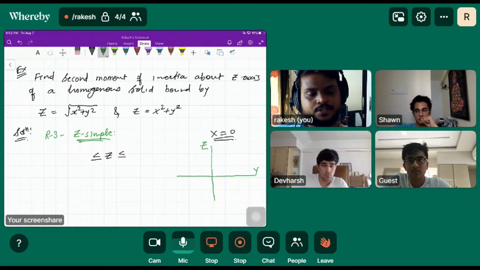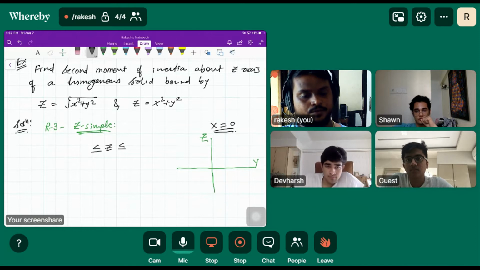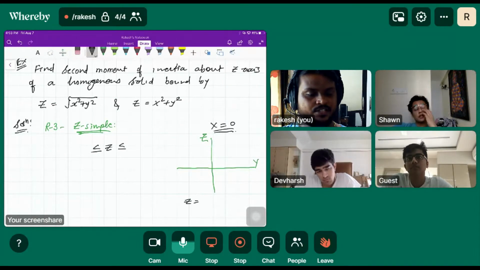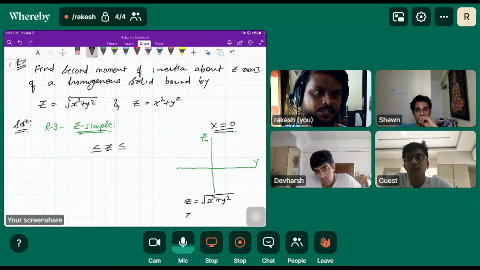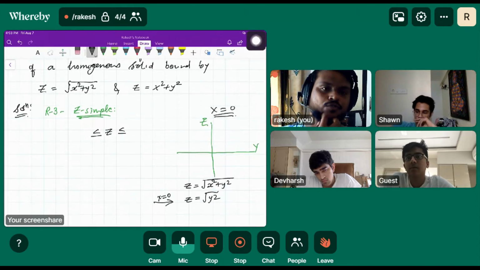So if x is equal to 0, the first surface is z is equal to root x square plus y square. So that would be, when x is equal to 0, z is equal to root y square. So what is this? Z is equal to root y square.